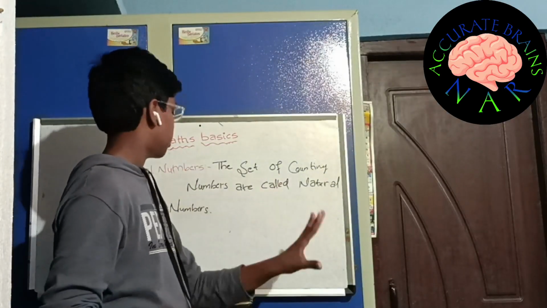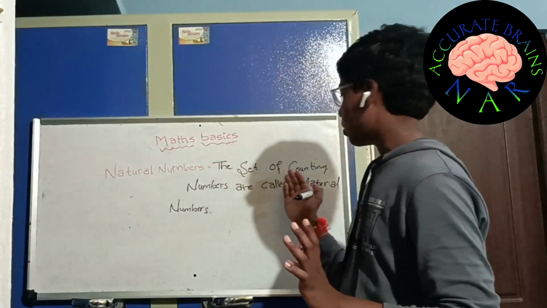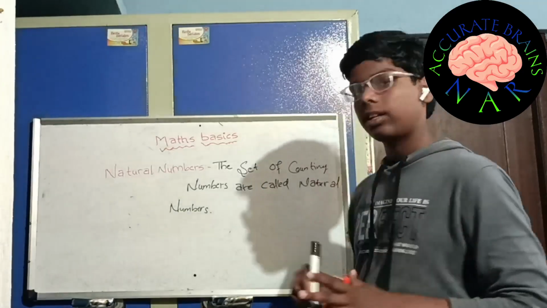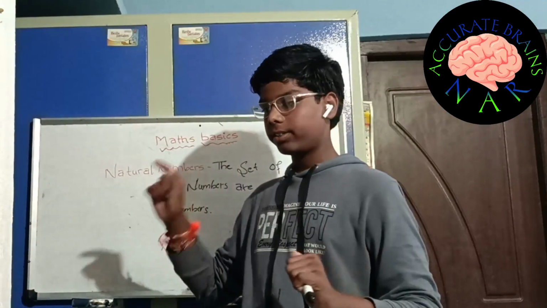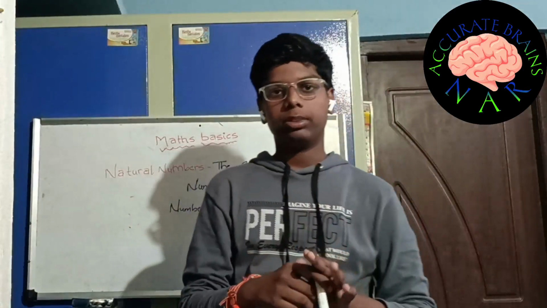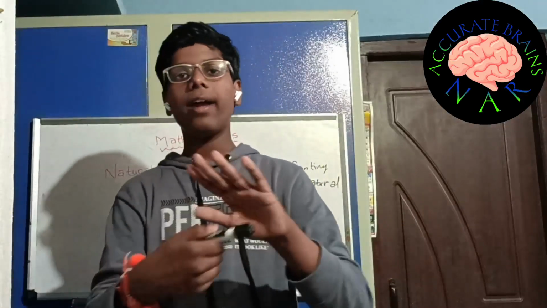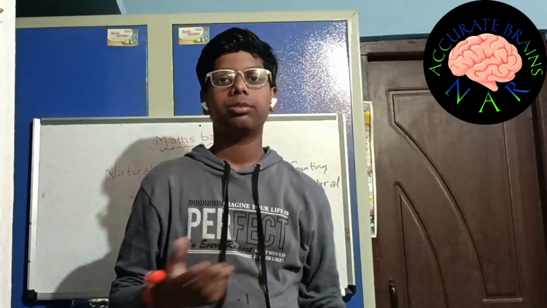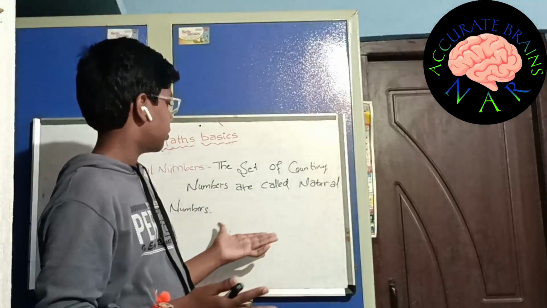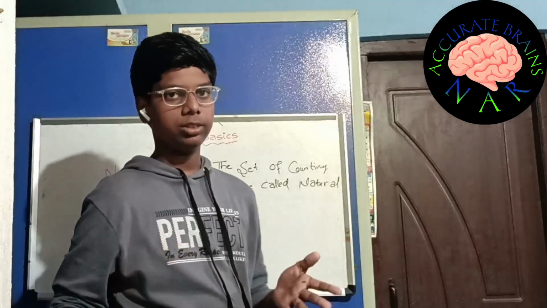So the set of counting numbers is called natural numbers. Simply, we know what counting numbers are: 1, 2, 3, 4, 5, 6, 7, 8, from 1 to infinity. For example, there are 1, 2, 3, 4, 5 fingers in my hand. There are 1, 2, 3, 4, 5 benches in our classroom. There are 3 numbers. Like that, the set of counting numbers is also called natural numbers.